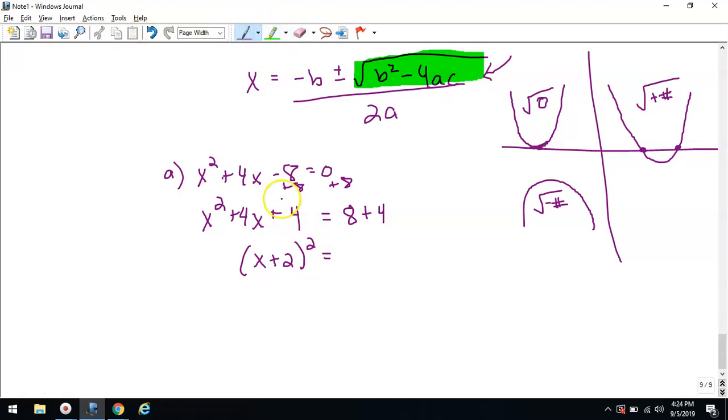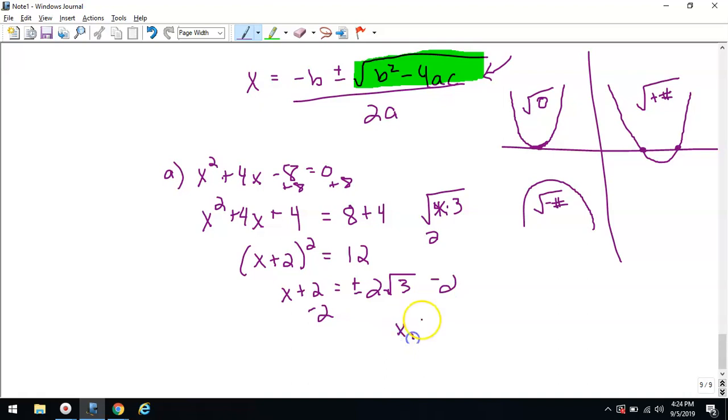I'm doing my mental math really quick, so I'm just waiting to get a text from one of you guys saying it's wrong. 12, and then we take the square root of both sides. 4 times 3, I think, 2 root 3. And where that came from was the square root of 12 is the same as the square root of 4 times 3. The square root of 4 is 2, so I can take that 2 out. So 2 root 3. And then minus 2 from both sides.